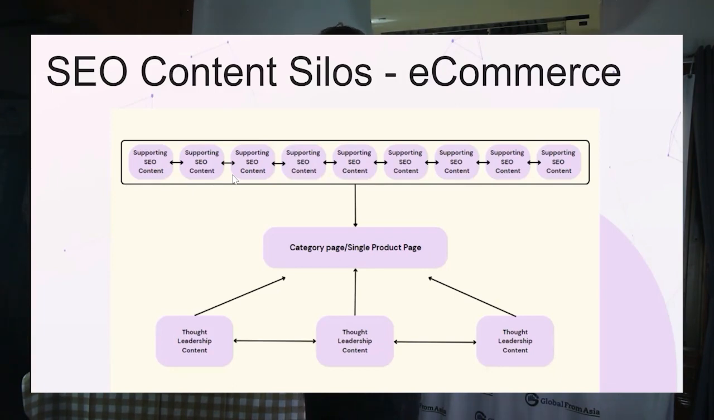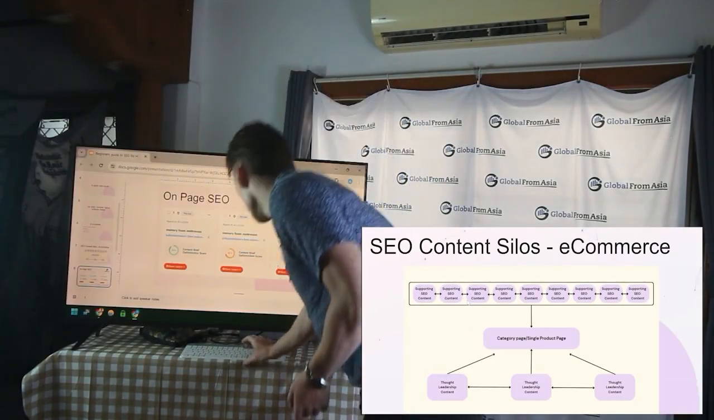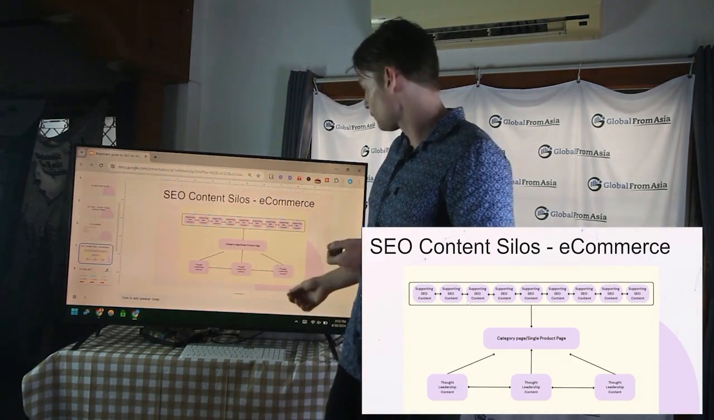They only link to their neighbors, and then they have one link that points towards our money page. In this case, our money page is that category page, in the case of e-commerce.